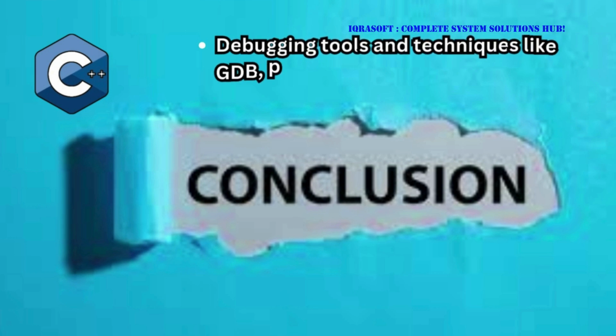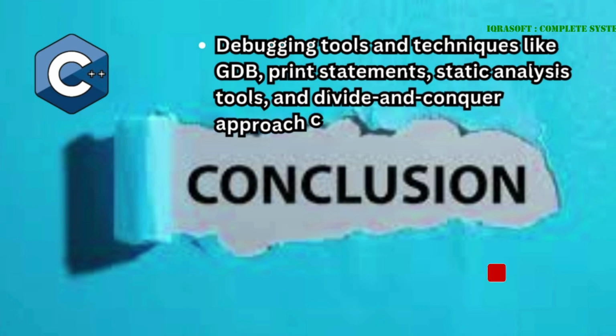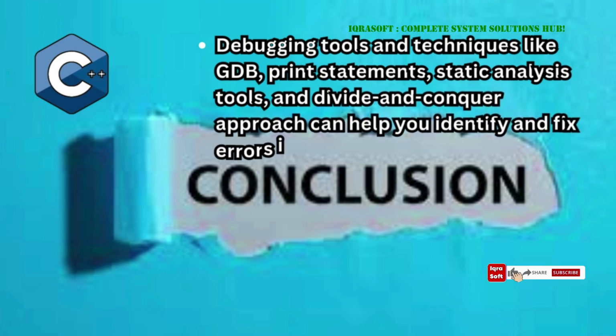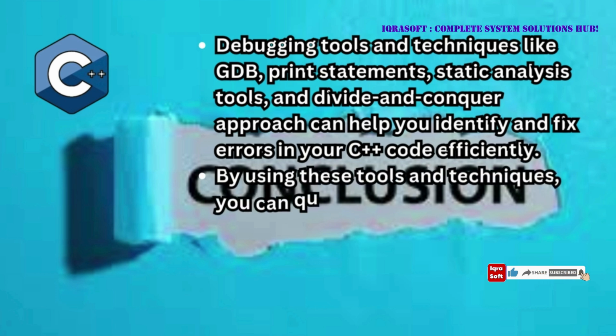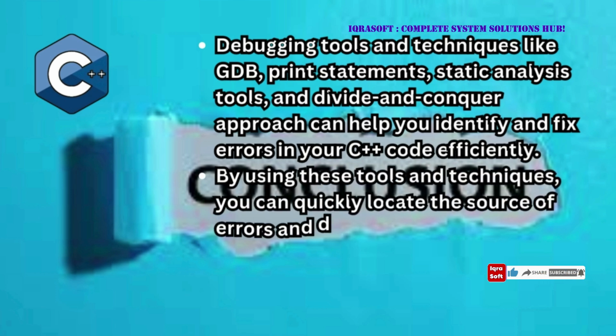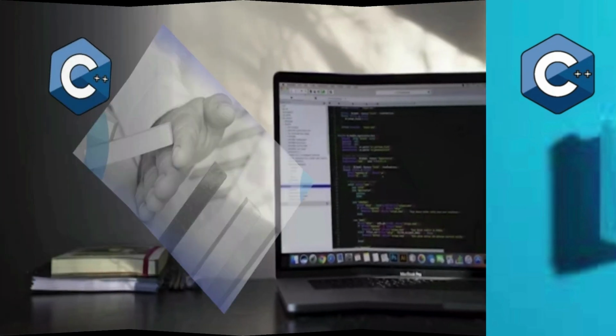Conclusion. Debugging tools and techniques like GDB, print statements, static analysis tools, and the divide and conquer approach can help you identify and fix errors in your C++ code efficiently. By using these tools and techniques, you can quickly locate the source of errors and develop robust and error-free C++ programs. Exception handling in C++.